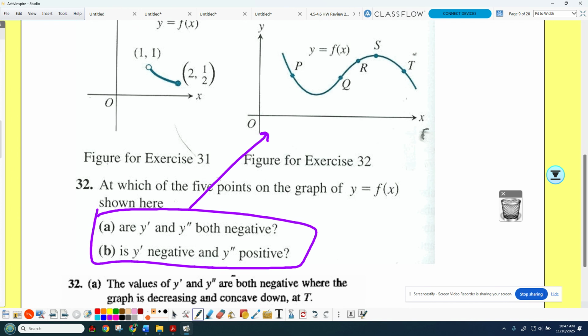Paolo, what do you think? So first derivative, negative. Is the second derivative negative? Concave up. You are being recorded. Part B, y prime negative, y double prime positive.